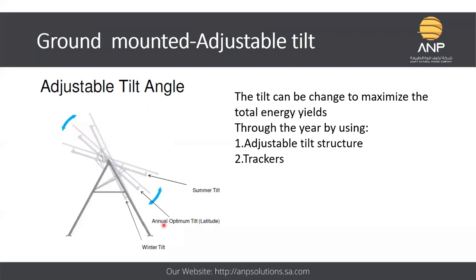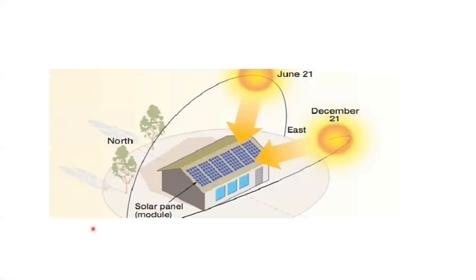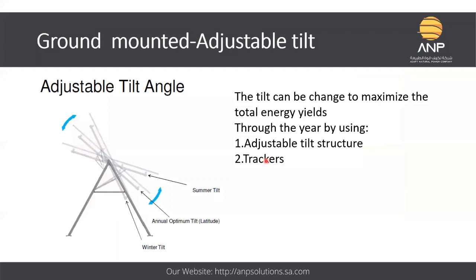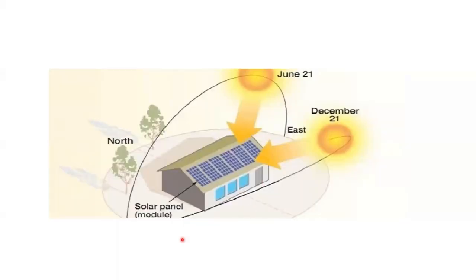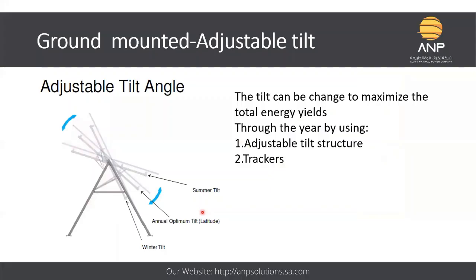For example, if your optimum tilt is this, and we know that in summer season the sun is following this path, so the sun is available for a very long time, so you can change the tilt of these PV modules. In winter season, you can see here the direction of the sun is like this, so the number of hours on which the solar modules will get irradiance will be less, so you have to increase the tilt in winter season.